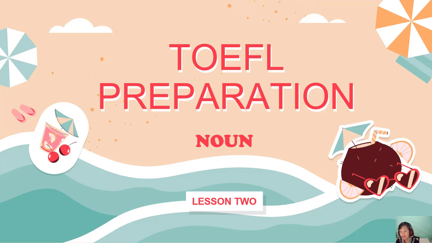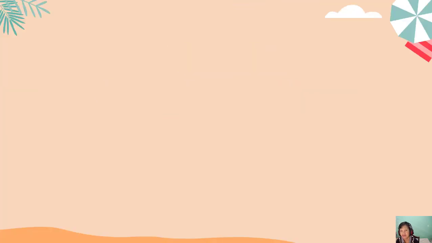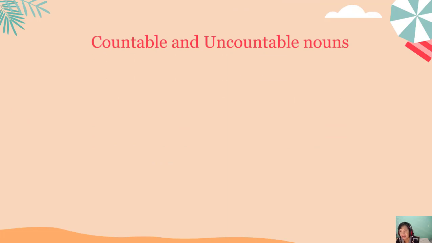Let's continue our lesson. Now we will talk about noun. The explanation will be divided into three parts, which are commonly tested in TOEFL. Okay, the first is countable and uncountable nouns. A countable noun is a noun that can be counted. It is considered as one unit, while uncountable, you cannot count it.